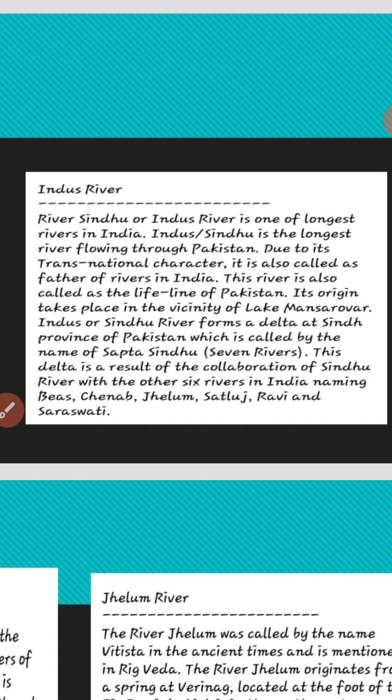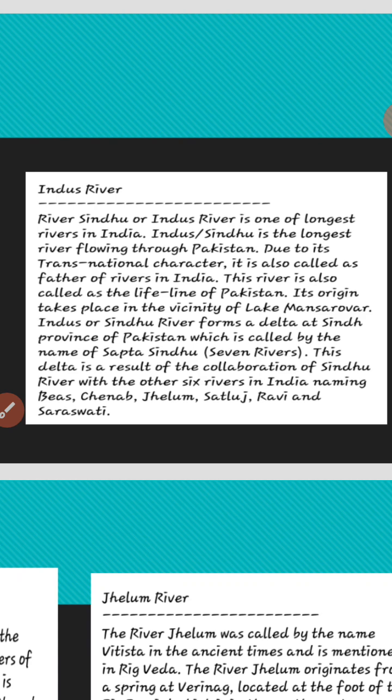Let us know some more things about the river Indus. River Sindhu or Indus River is one of the longest rivers in India. Indus Sindhu is the longest river flowing through Pakistan. Due to its transnational character, it is also called the father of the rivers in India. The river is also called the lifeline of Pakistan. Its origin takes place in the vicinity of Lake Mansarovar.